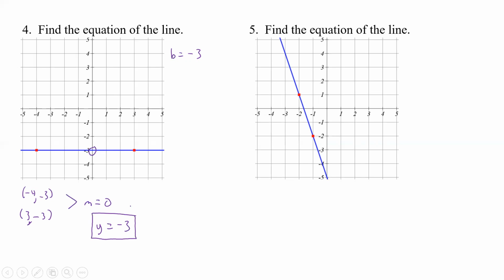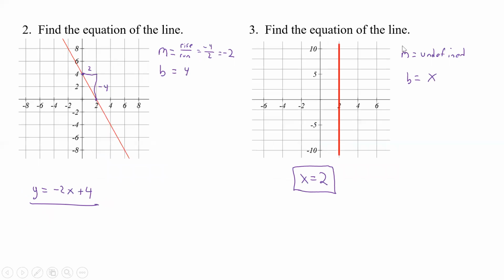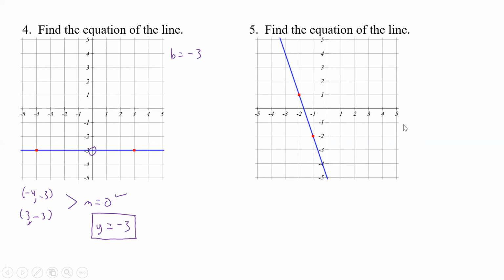Okay, so sometimes it's really nice as far as what shows up, and we can get it easily. If we remember horizontal lines, the slope is 0, or in the case before, the vertical lines, the slope is undefined.